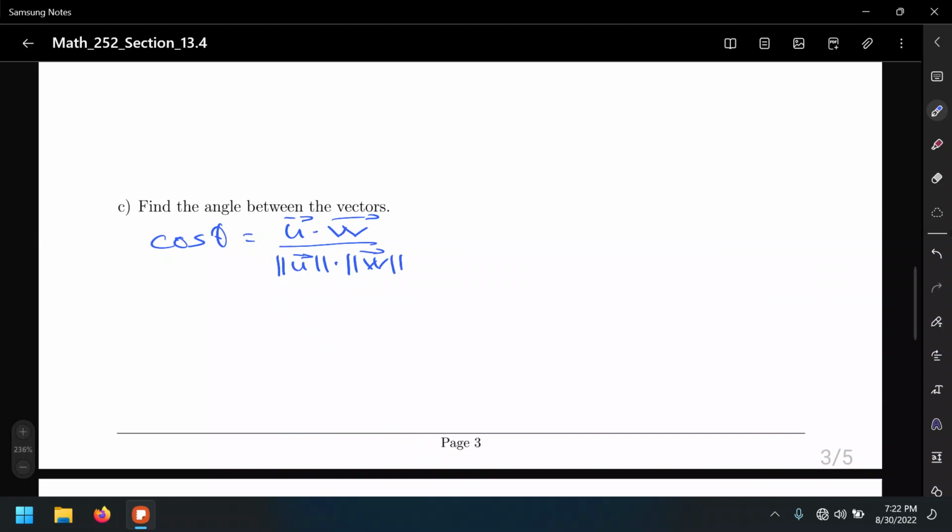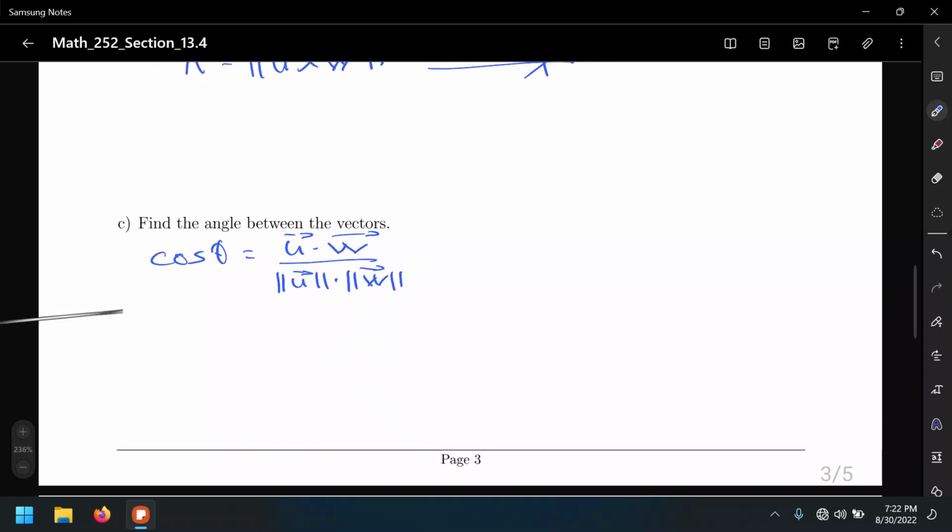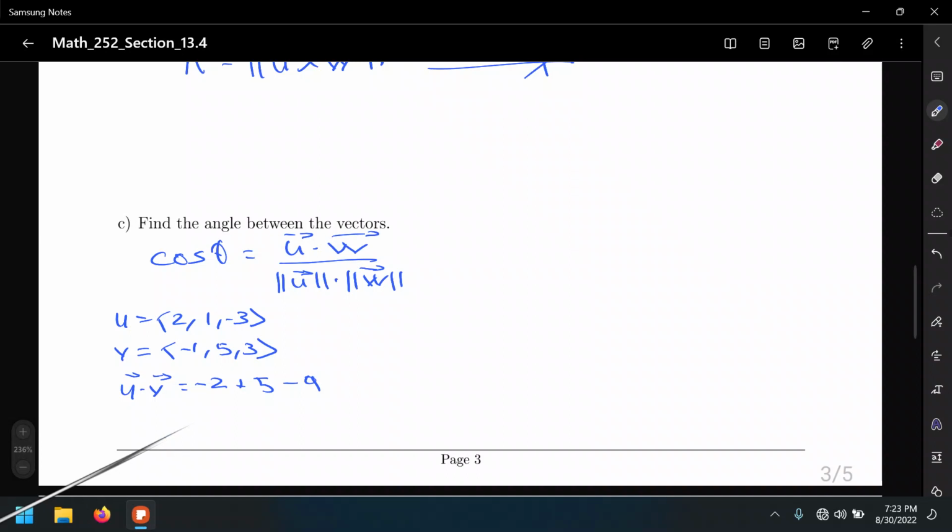And well, let's find the dot product of these two vectors. Okay, let me write the vectors again so I don't scroll up and down. U, which equals 2, 1, negative 3. And W, which equals negative 1, 5, 3. And well, the dot product U dotted with W, it's the sum of the product of each corresponding component. So that's 2 times negative 1, which is negative 2, plus 1 times 5, which is 5, minus 3 times 3, which is 9. And that's going to be, is that a 6? Negative 6?